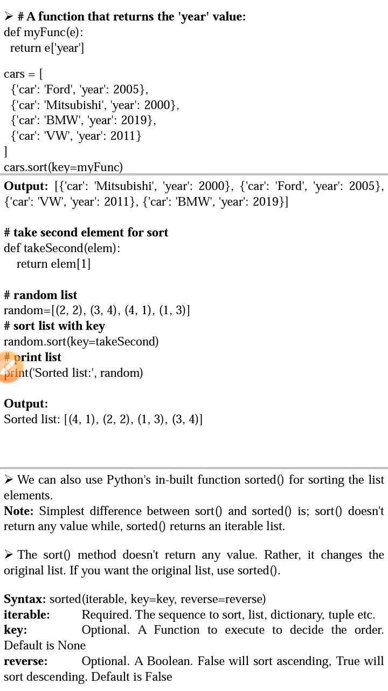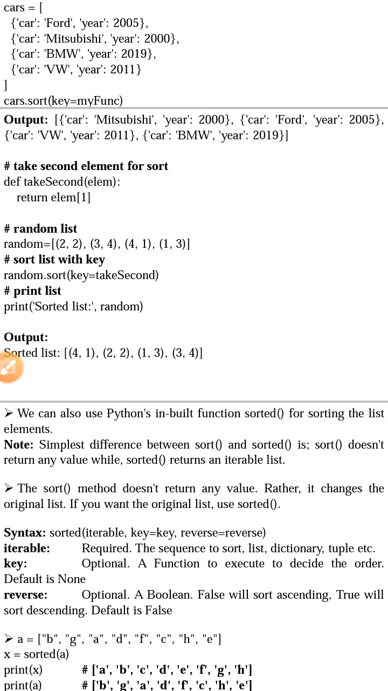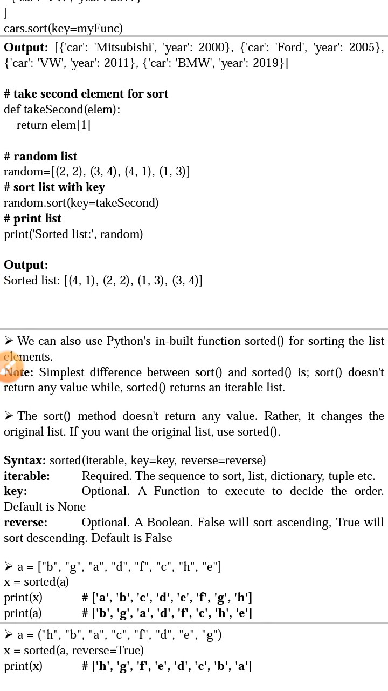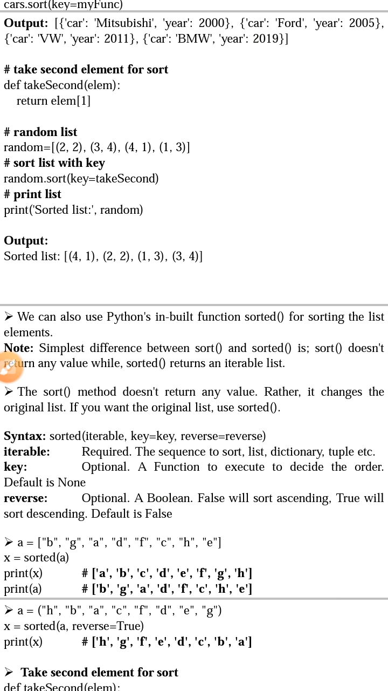In our next example, our defined function take_second is taking a parameter and returning the value of the first index. If you observe our list elements, each list element has two values, and random is the name of the list. It contains 4 elements with values (2, 2), (3, 4), (4, 1), (1, 3).